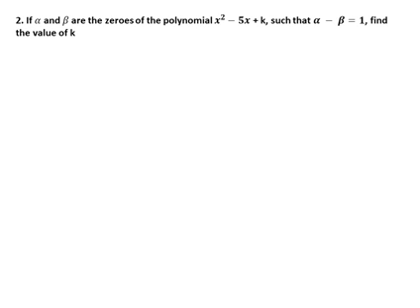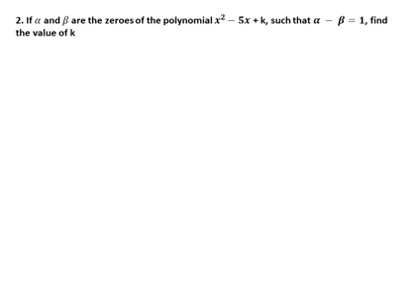Second sum. If alpha and beta are the zeros of the polynomial x square minus 5x plus k such that alpha minus beta is equal to 1, find the value of k. Here they have given a polynomial. In that polynomial, one of the terms is missing. That term only we are going to find. For that, they have given a clue: alpha minus beta is equal to 1. From the polynomial, what are we able to find? Alpha plus beta we can find, alpha beta we can find. Later we have to analyze and apply to find the value of k.